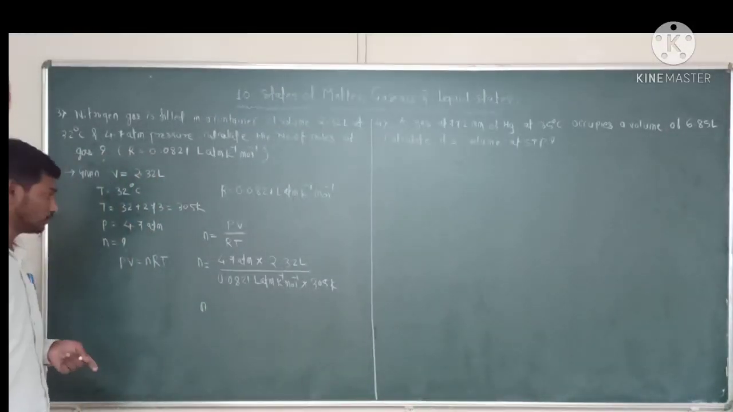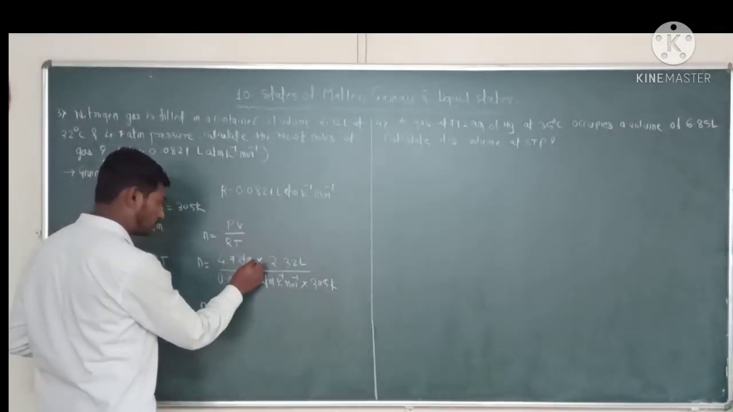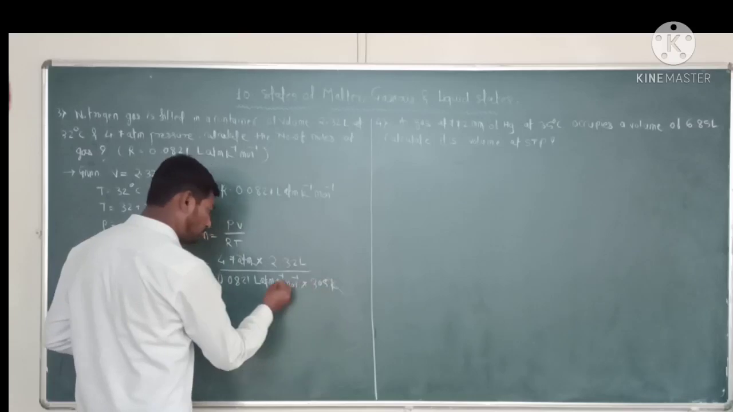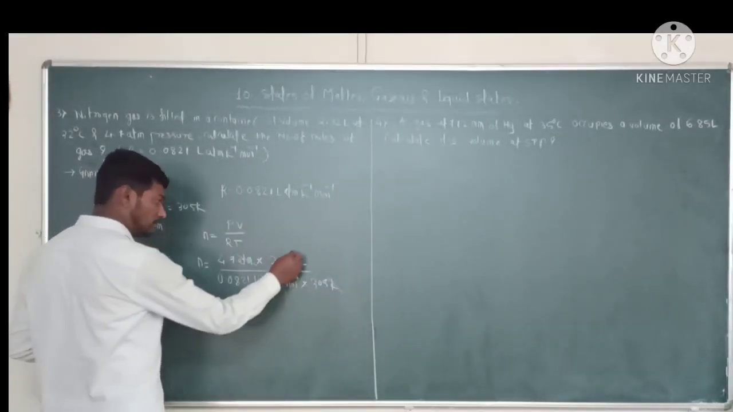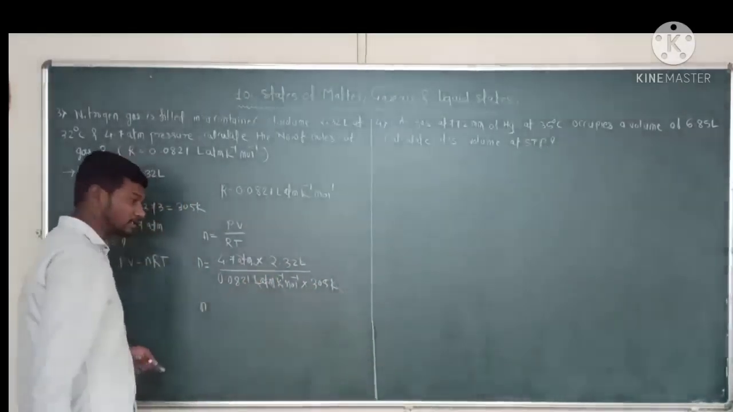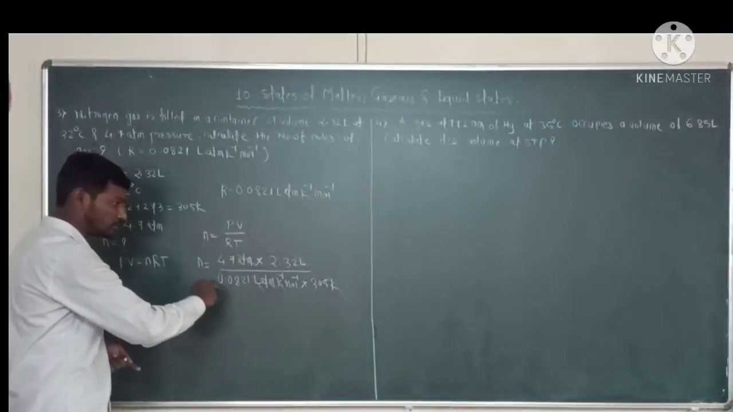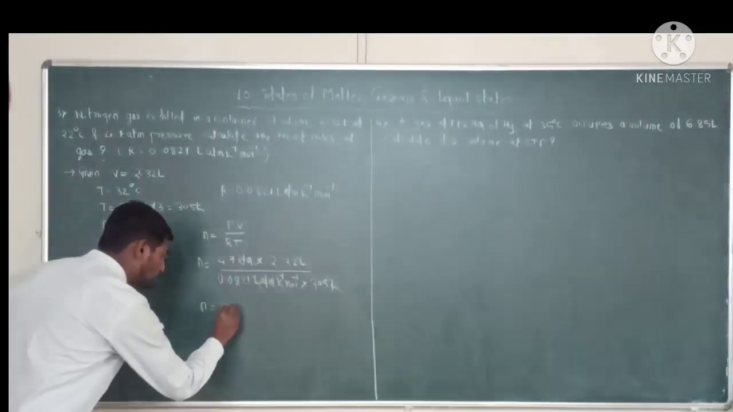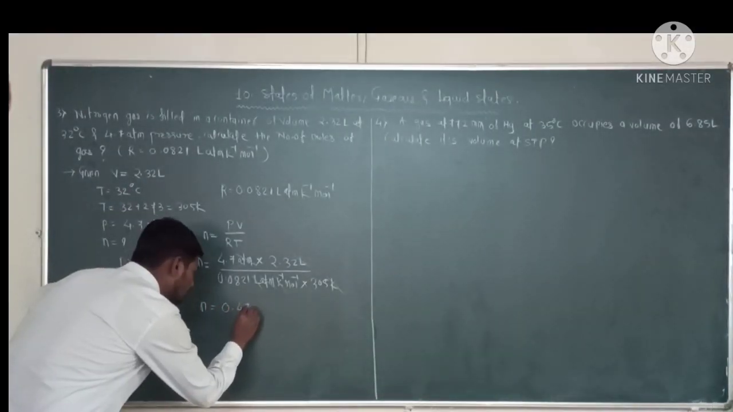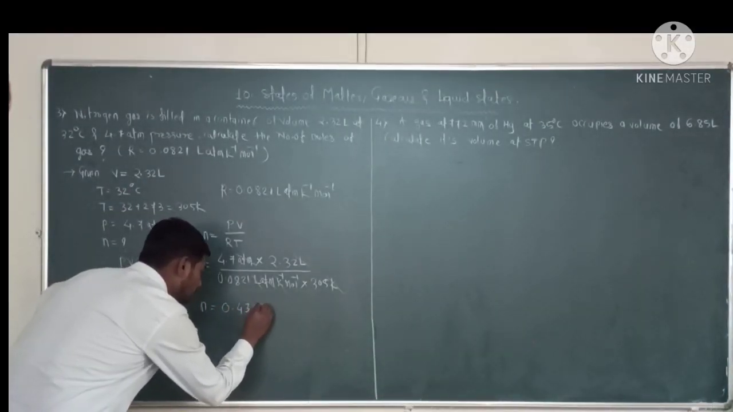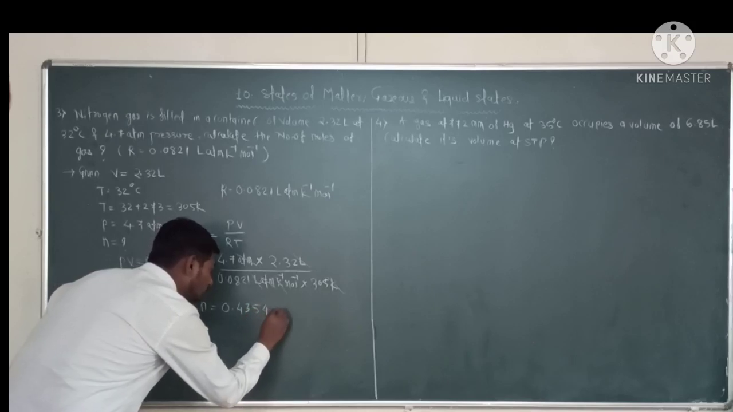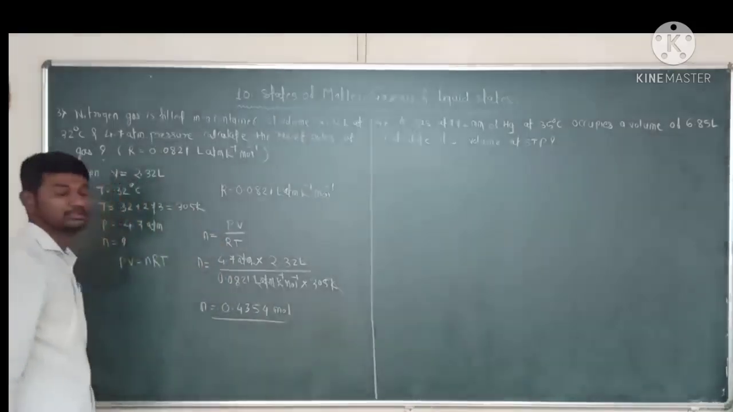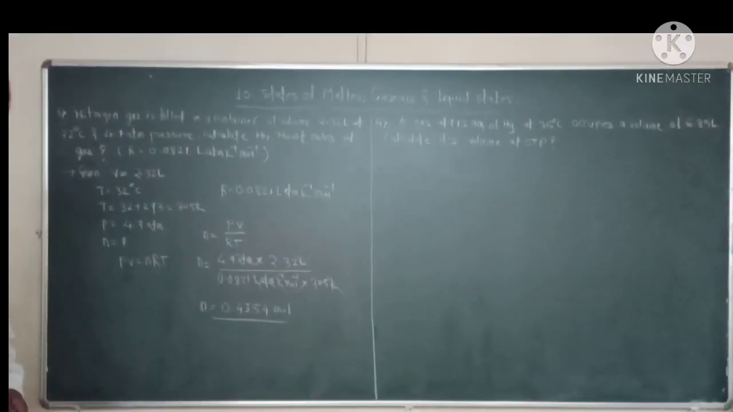Number of moles. Okay. Now first of all, atmosphere gets cancelled. Kelvin gets cancelled. Liter gets cancelled. And solve this equation. We get the final answer, that is number of moles, that is 0.4354 mole. This is the final answer, that is number of moles of a gas.